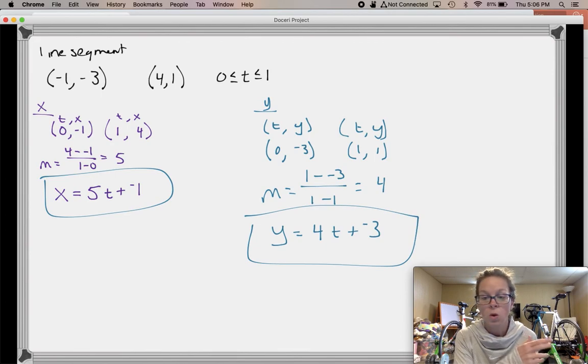Okay, so let me know what questions you have as you work on this more algebra pre-calc review of what parametric equations are and how to move back and forth between parametrics and Cartesian or XY equations.